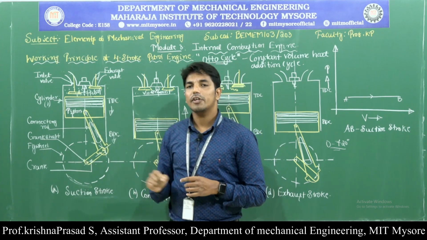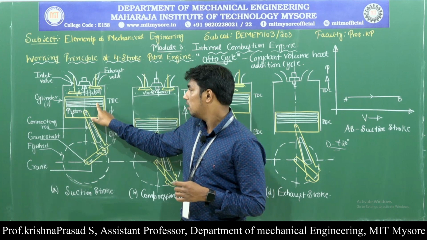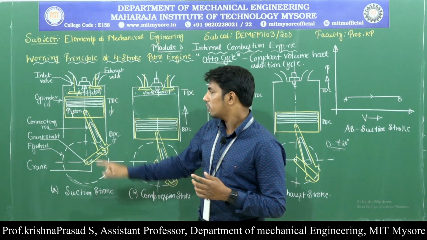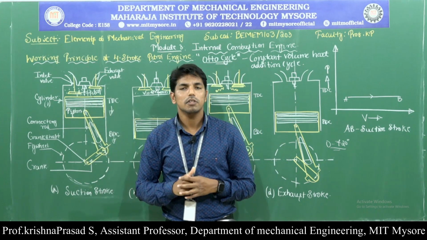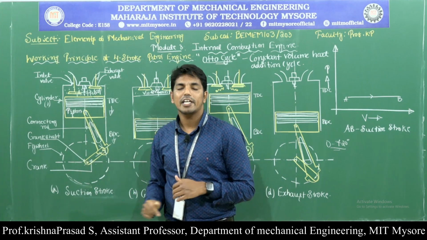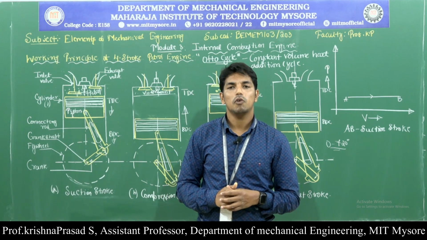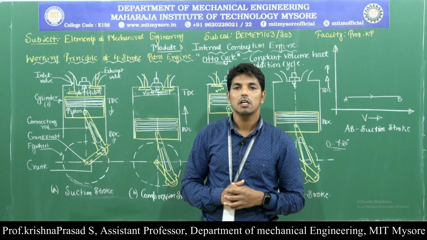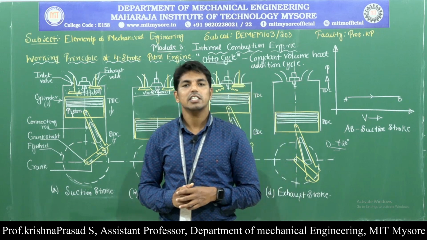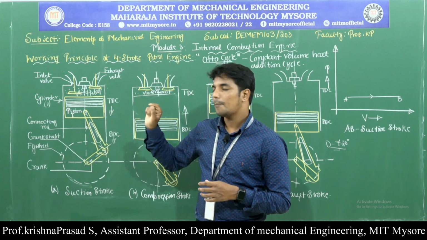Here the compression rings maintain the gas tight joint between the piston and the cylinder. That means the burnt gases produced because of the combustion of the fuel should not escape and enter into the crankcase, because in the crankcase we place the engine oil that is used for lubricating all the parts of the engine. That's why we need to maintain the gas tight joint between the piston and the cylinder, and that's why we use the compression ring.